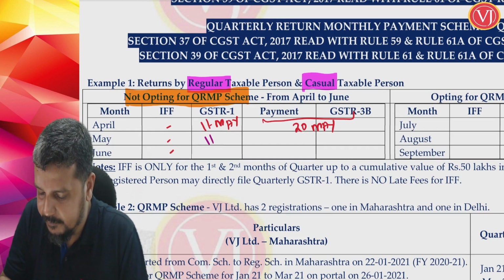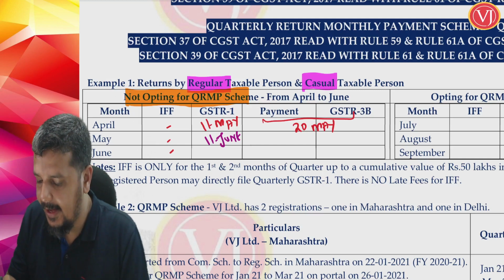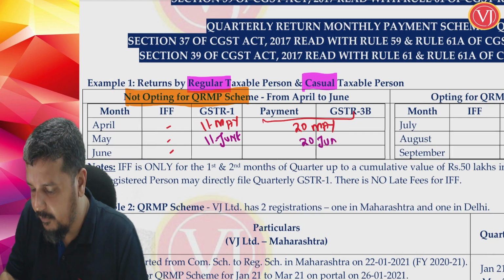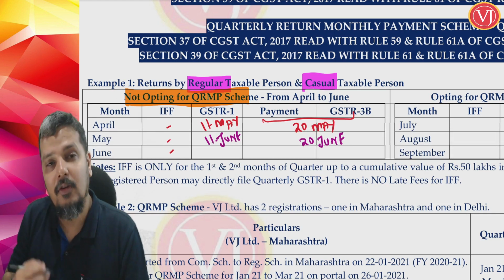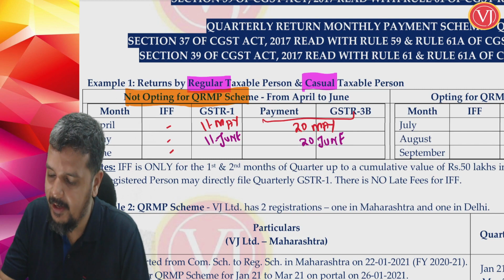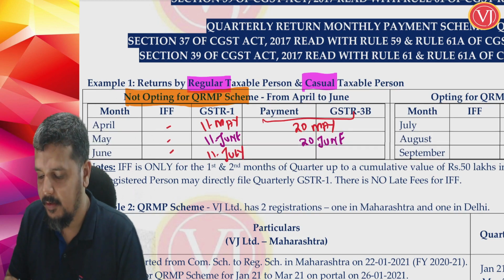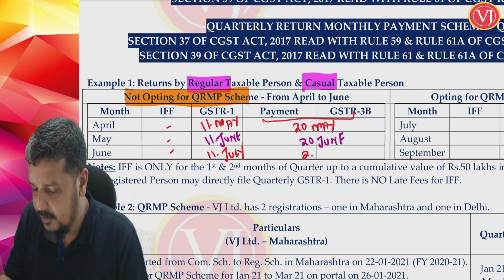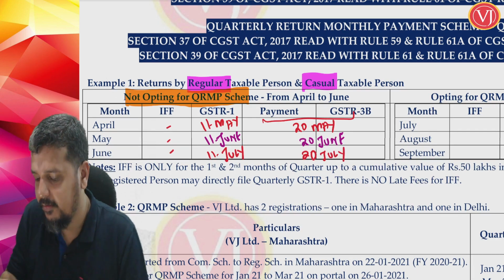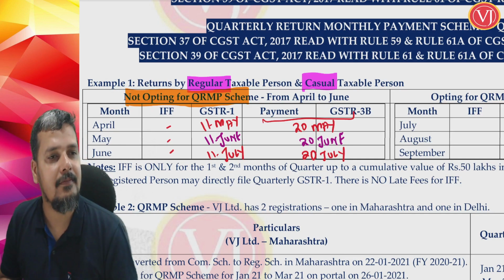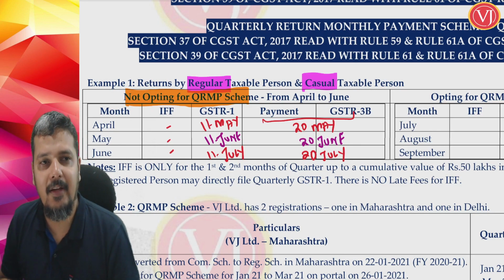GSTR 1, 11th of June. Payment and GSTR 3B, it will be 20th of June. June month, there is no IFF. 11th July. And when you are talking about payment and GSTR 3B, it is 20th July. For them things are very, very simple.